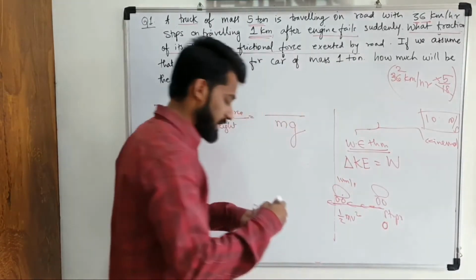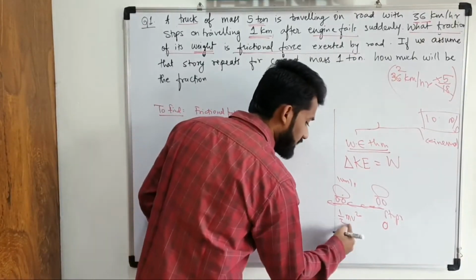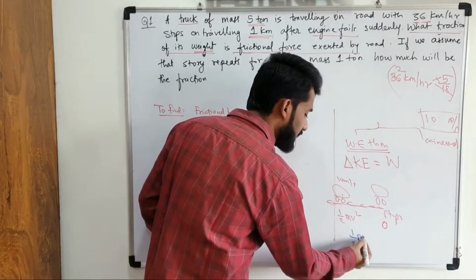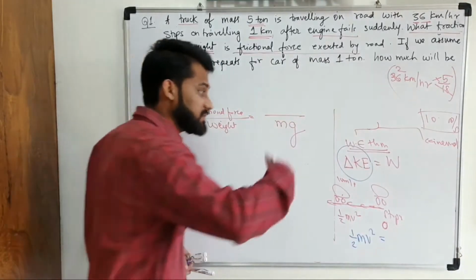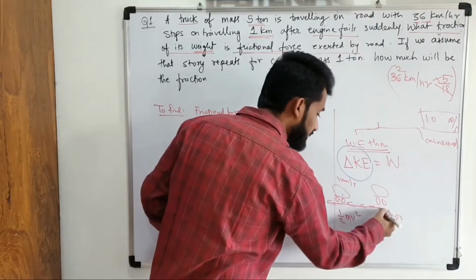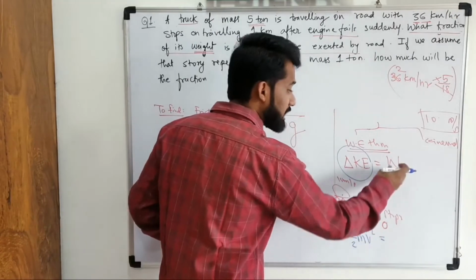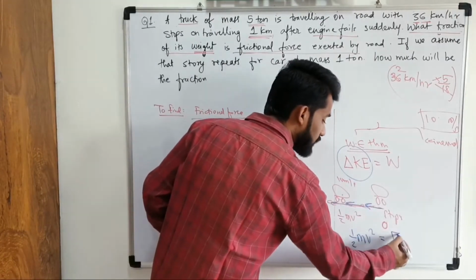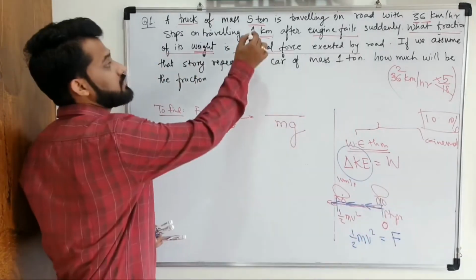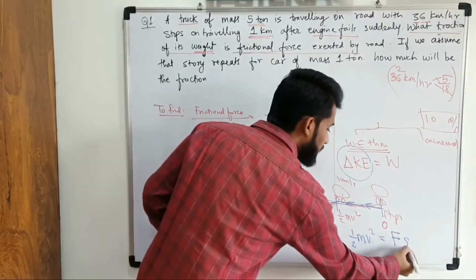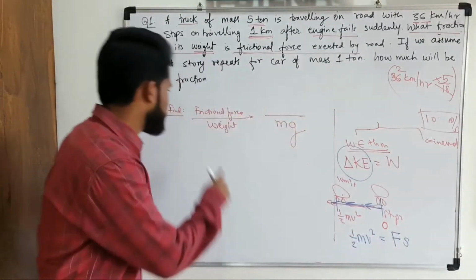The change in kinetic energy will be half mv square minus 0, that is half mv square. This much work is to be done by the frictional force, which is a constant frictional force. How to calculate work done by a constant force? It is frictional force F into the distance it has covered before stopping, which is 1 kilometer. So F into S. Equating these two things, I will get the value of frictional force.